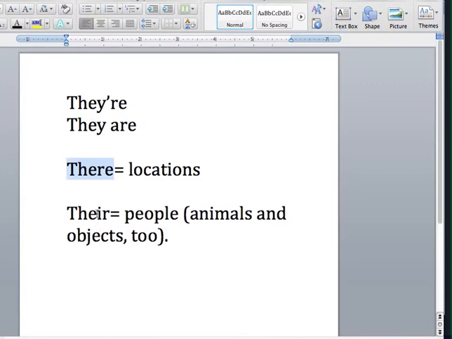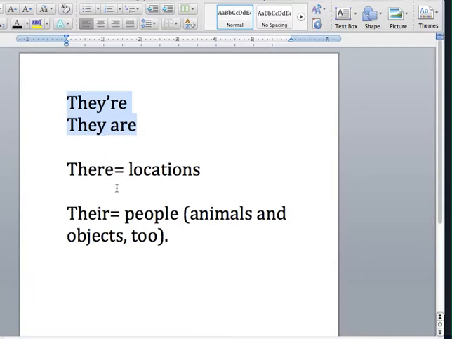Their, T-H-E-I-R, deals with people. It can also deal with animals and objects too, which we'll actually talk about when we get to your handout. But here's how I want you to remember that this use of their refers to people. In the center of the word is he and I. That he and I should remind you that you're dealing with people, so this is the their that you should use. So remember, don't use the contractions anymore. That will eliminate one of the mistakes that you'll make with they're, there, and their.